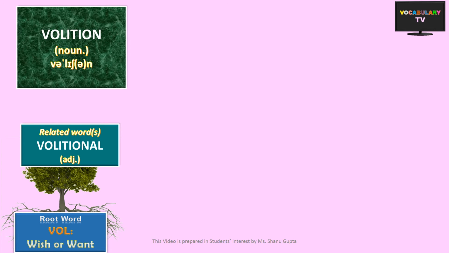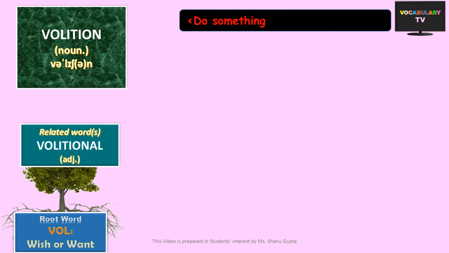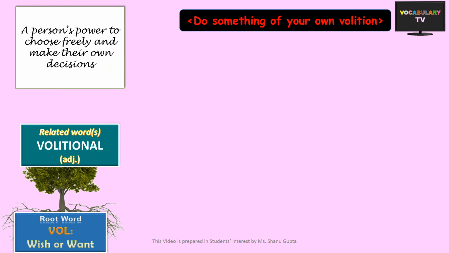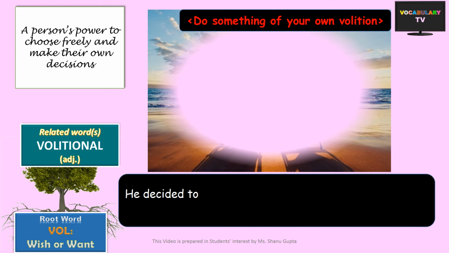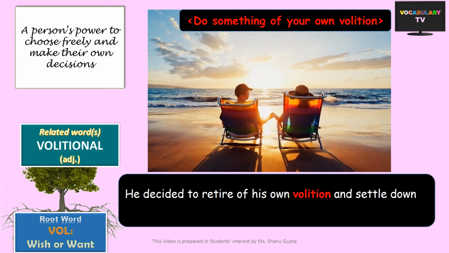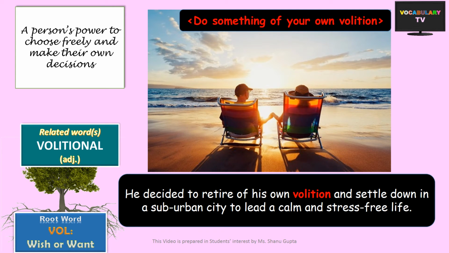A related word is volition. It's a noun and is typically used in the phrase to do something of your own volition, which means to do something out of your own conscious choice. Volition is the power to choose freely and make decisions of your own. An example sentence would be, he decided to retire of his own volition and settle down in a suburban city to lead a calm and stress-free life.